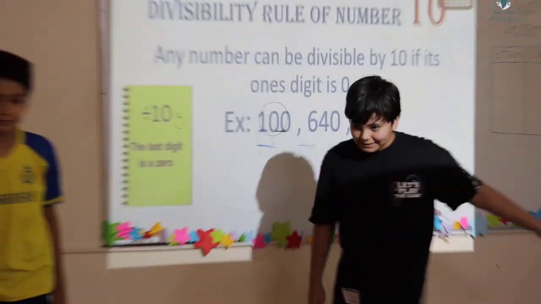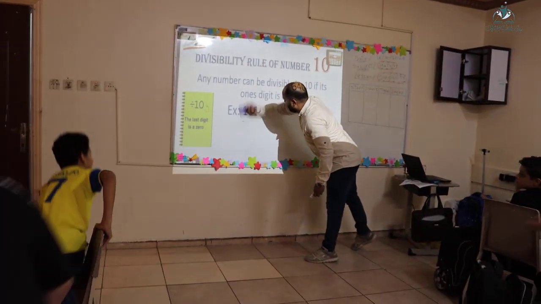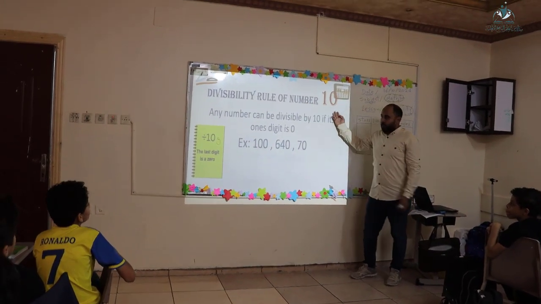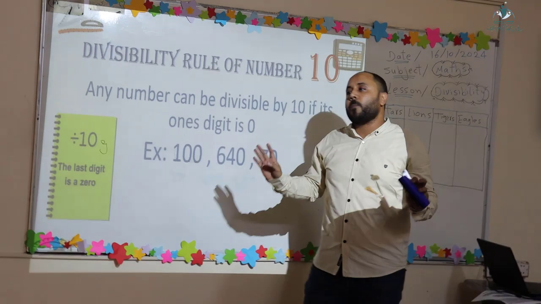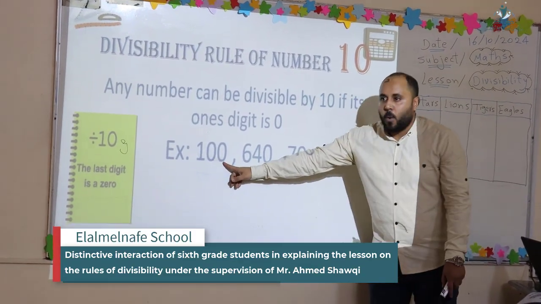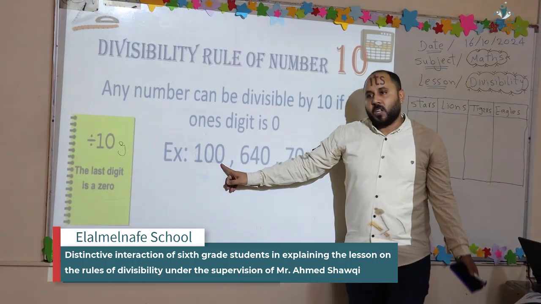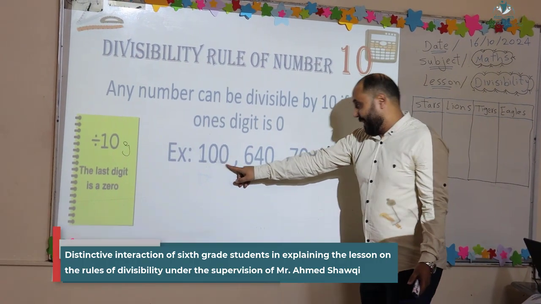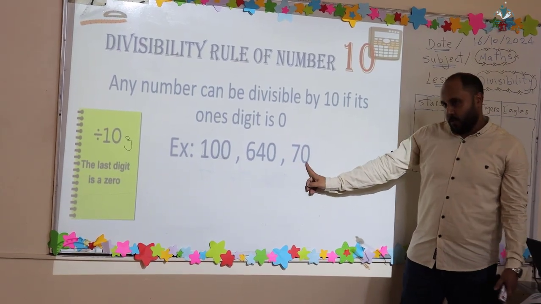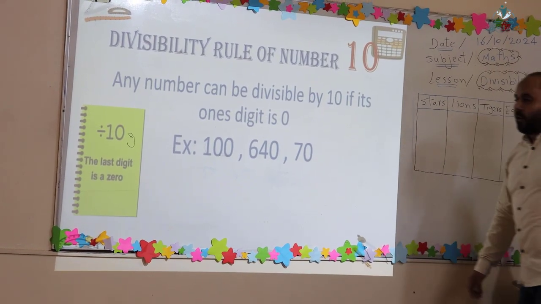Thanks, number 10. Divisibility rule of the number 10. Any number can be divisible by the number 10 if its ones digit is 0. Here, what is the ones? 0. So the number is divisible by 10. Here, what is the ones? 0. Here, what is the ones? 0. So the number is divisible by 10.